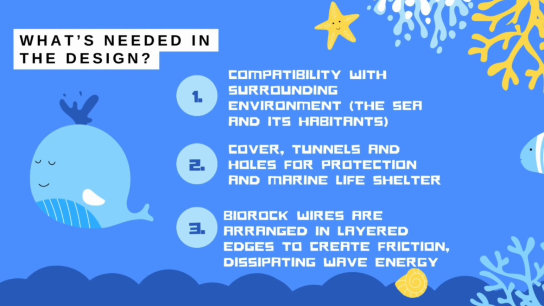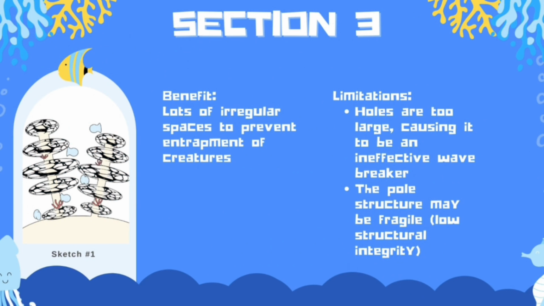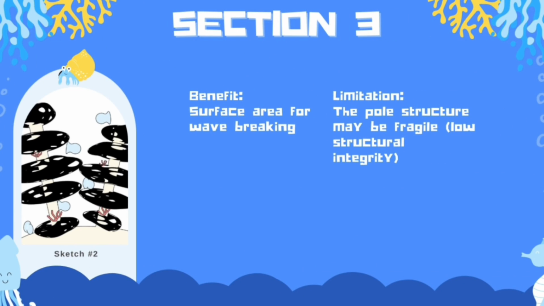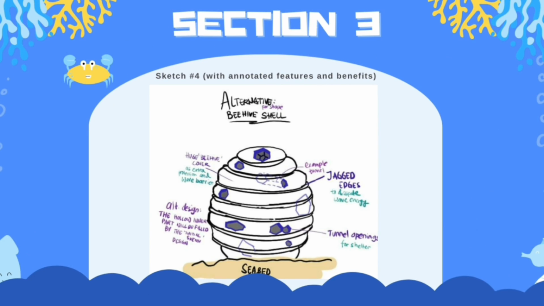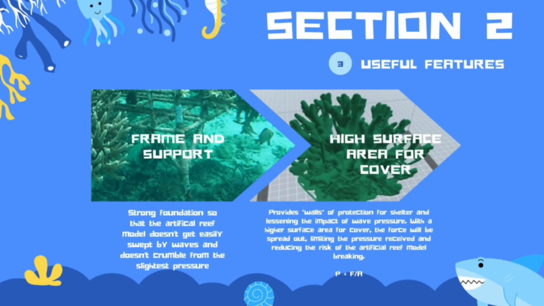By focusing on these specific goals, we came up with several initial designs. However, there are several problems that we encountered with the shape of these initial designs, that is the structural integrity or strength of the structure. We decided to provide walls of protection for further shelter and for lessening the impact of wave pressure. With a higher surface area for cover, the force will be spread out, limiting the pressure received and reducing the risk of the artificial reef model breaking. This is based on a specific scientific formula for pressure. Pressure equals force divided by area.